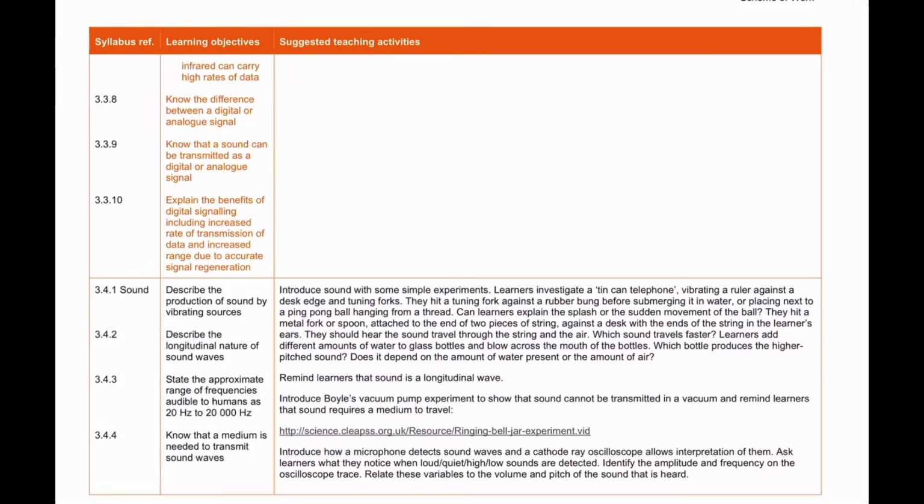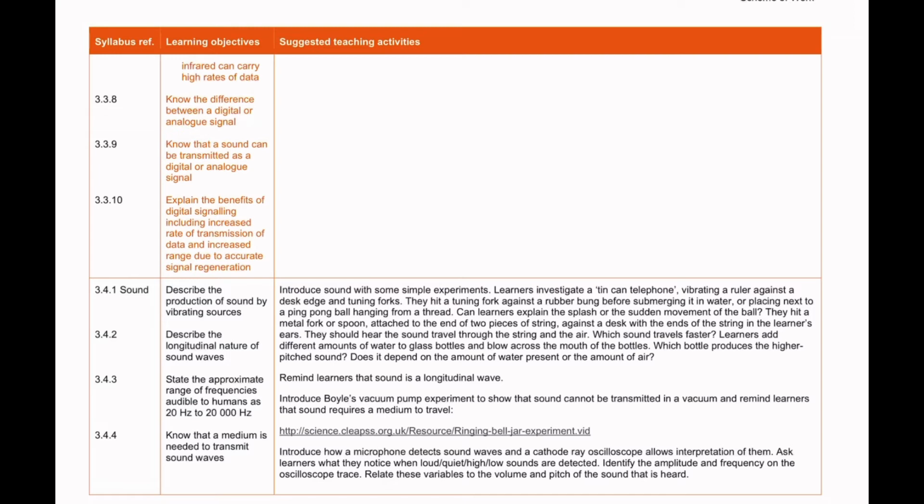Note the difference between a digital and analog signal. Note that a sound can be transmitted as a digital or analog signal. Explain the benefits of digital signaling, including increased rate of transmission of data and increased range due to accurate signal regeneration.